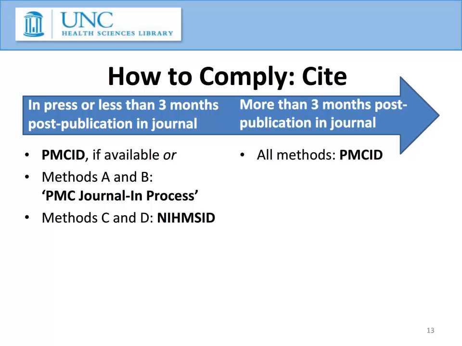After 3 months have passed from publication, you should have a PMC ID and you must use that PMC ID to show compliance. The NIH will not accept the NIMS ID after 3 months. If you submit your paper as soon as you're accepted for publication, you should have no problem completing all of the submission tasks within 3 months.